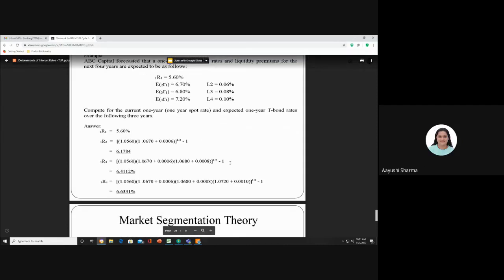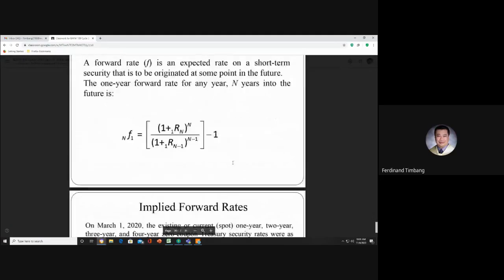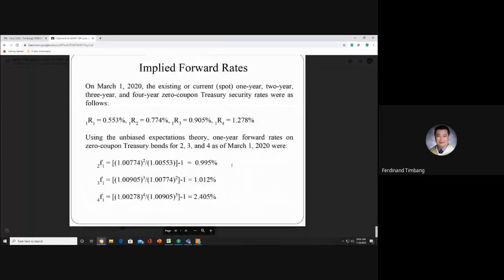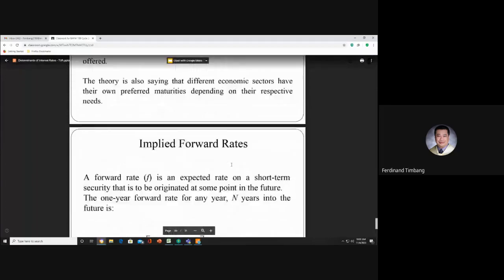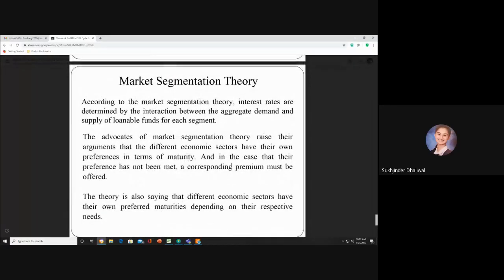Clear, sir. Okay. Yes, sir. Market segmentation theory application tayo ngayon. Ay, madami pa. Diyos ko po, kaya nyo pa ba? Yes, sir. Okay, naka-record tayo, ha?